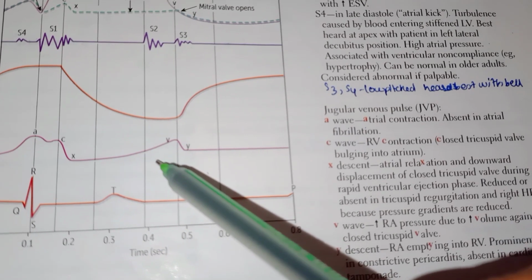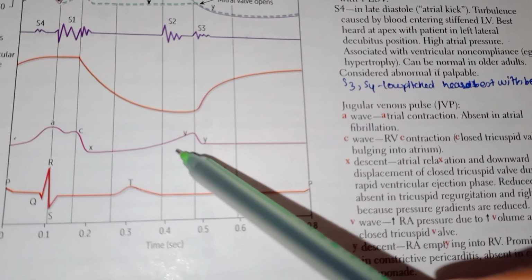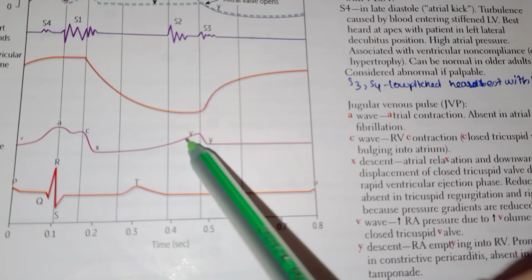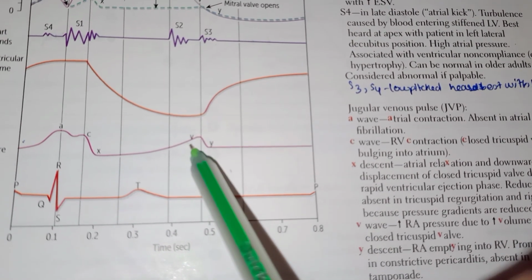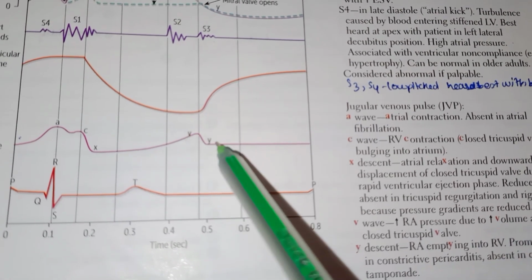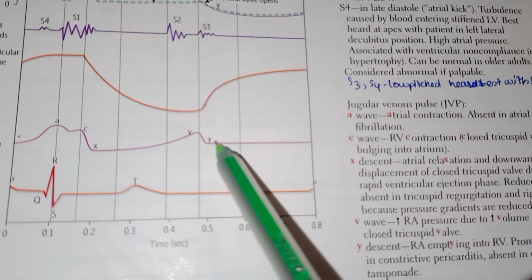And next coming to the V, that is increase in volume against the tricuspid valve, that is right atrial pressure is increased now. As the tricuspid valve is closed, the right atrial pressure is increased. V is for increase in volume against the tricuspid valve in the right atrium. And Y represents the emptying into the right ventricle.